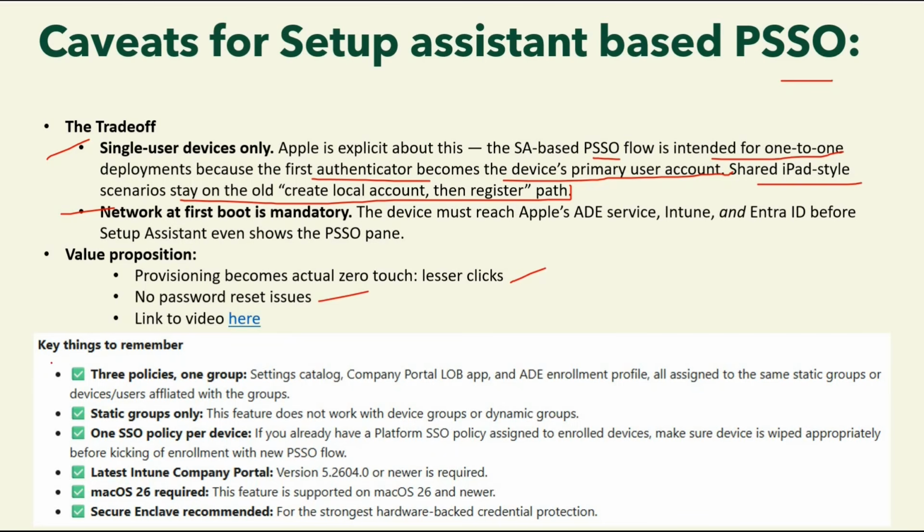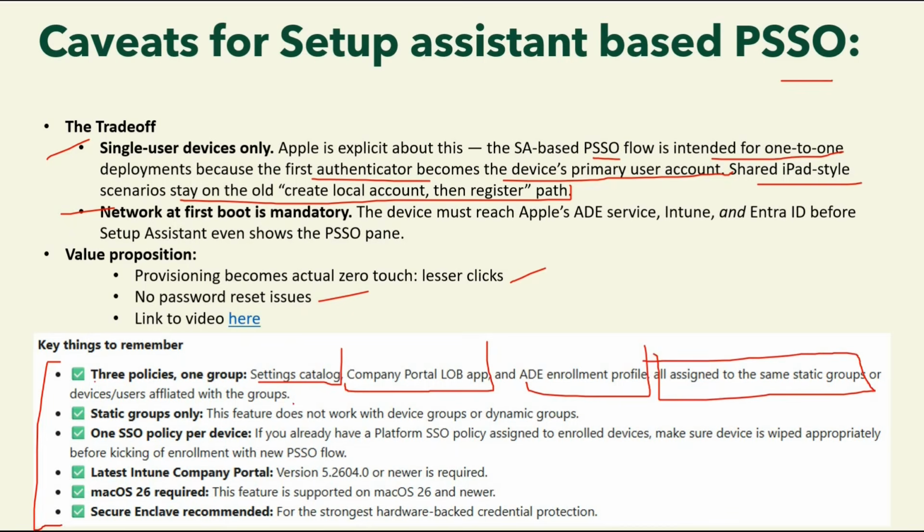Key things to remember. Now these are important. We need to have three policies. First is the settings catalog policy for PSSO, the deployment of Company Portal LOB application as required, and then the ADE enrollment profile. Now the recommendation is all should be assigned to the same static group of devices or users. Don't have a setup wherein you're assigning this to group 1, this to group 2, and this to group 3, wherein you are saying that all these three groups contain the same user or device, therefore it should work.